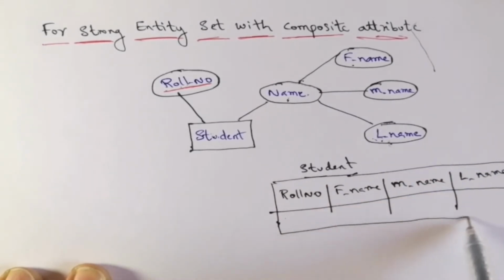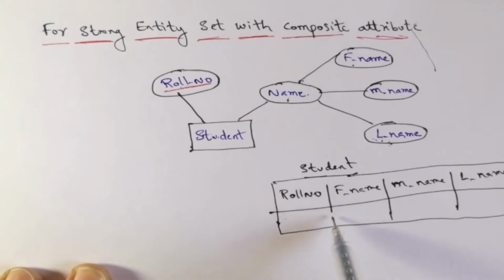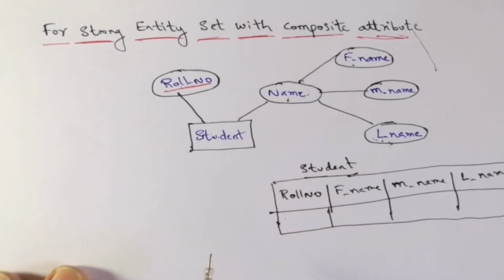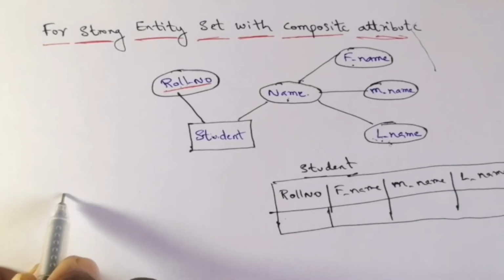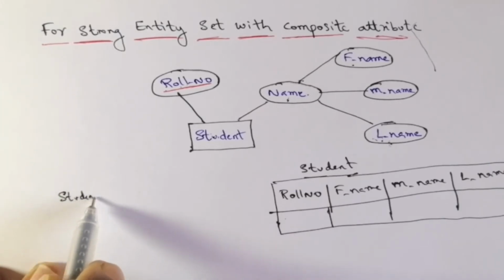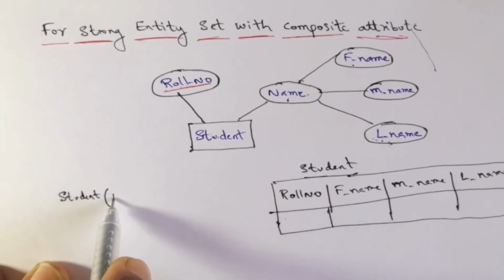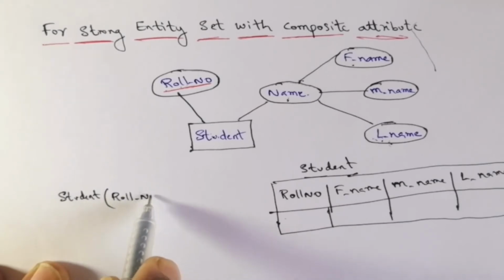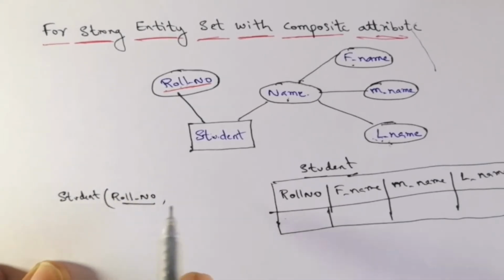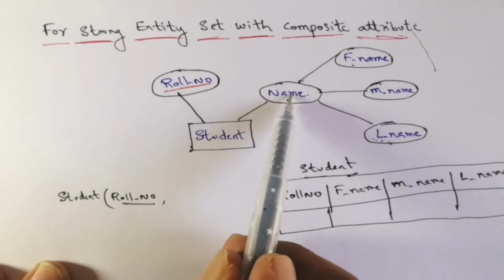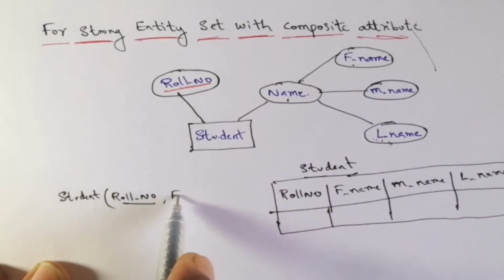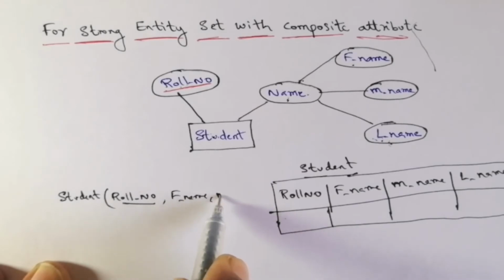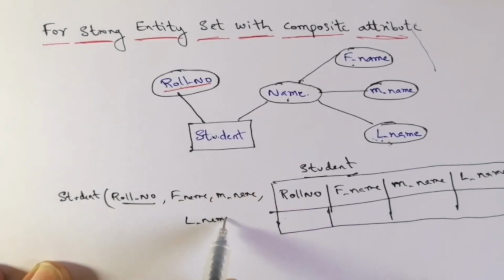So this is the case of a composite attribute, right? I think you have understood. So what is the schema for it? The schema is Student, and then roll number, which will be the primary key, comma. We are not going to take this name. We are going to take its sub attributes: first name, comma, middle name, comma, last name.